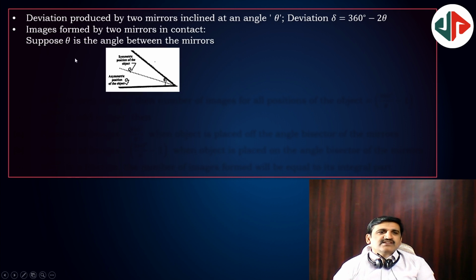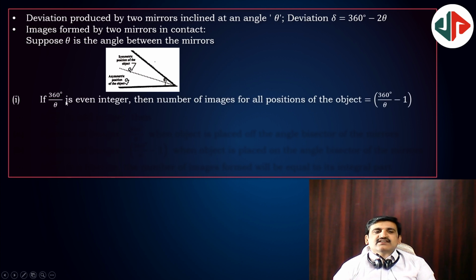And images formed by two mirrors in contact, suppose theta is the angle between them, and the object can be at different positions. Object on angle bisector, not on angle bisector. We will call it object symmetric or asymmetric to the two mirrors. If 360 by theta is an even integer, then the number of images for all positions is 360 by theta minus 1. It should be odd.